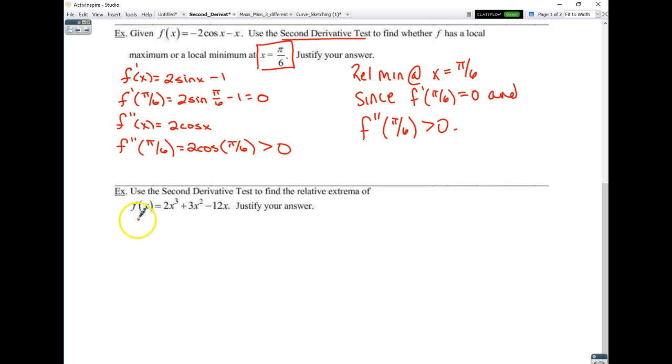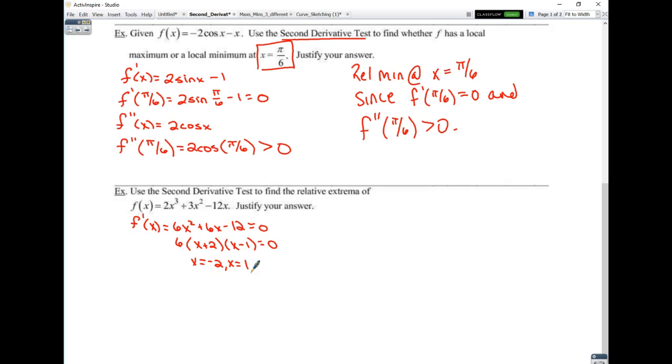All right, to do the second derivative test, I find f prime of x. I need to set this equal to 0 because I need to find out when f prime of x even equals 0. I need to find those values. So I factor out a 6. If I factor out the 6, I get x squared plus x minus 2. So that should work. And my critical values are x equals negative 2 and x equals 1.